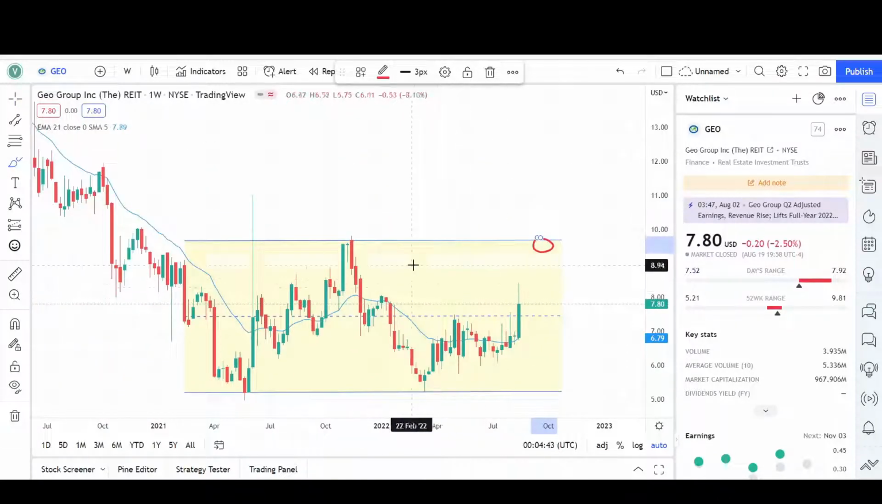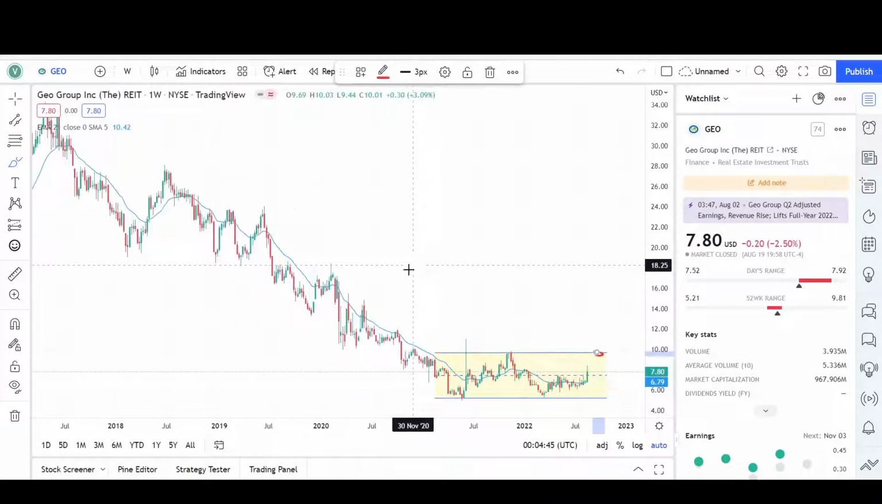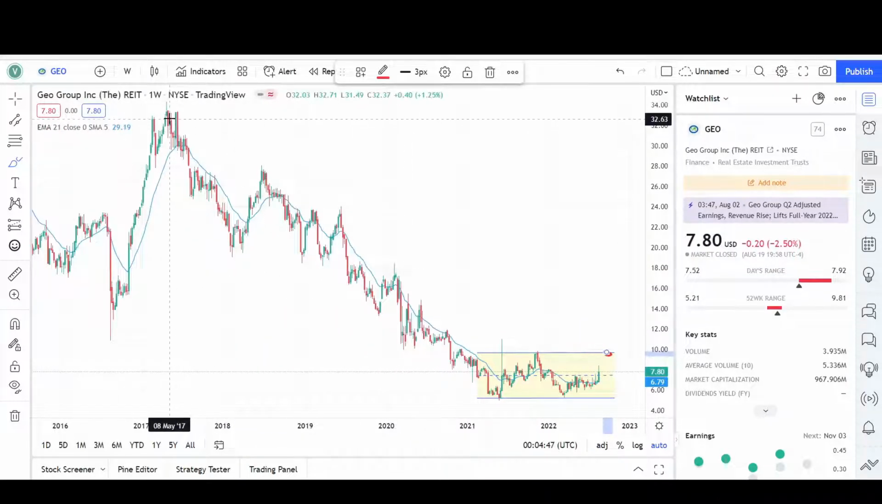But the thing is, if I zoom out on the chart, you can see that we've been inside of a massive downtrend since May of 2017.